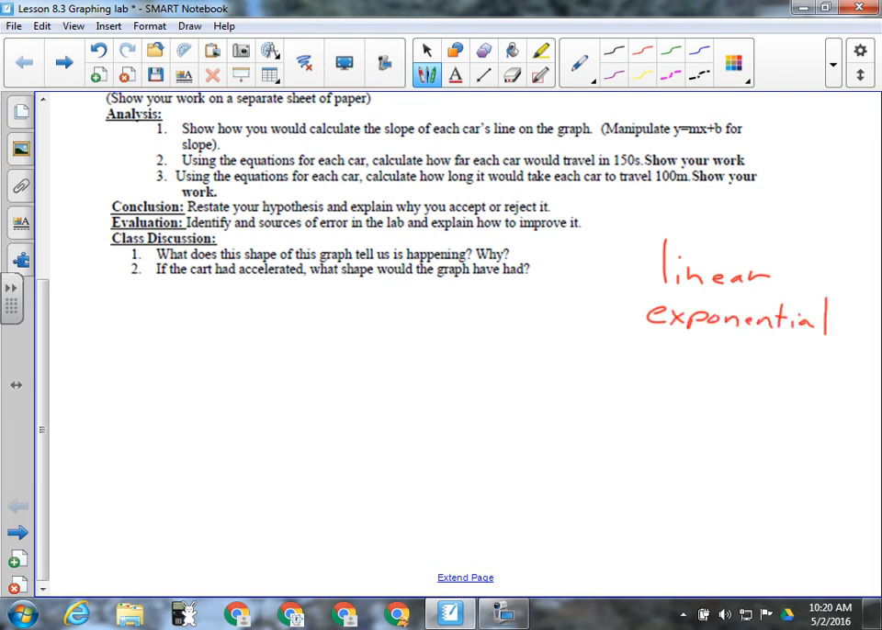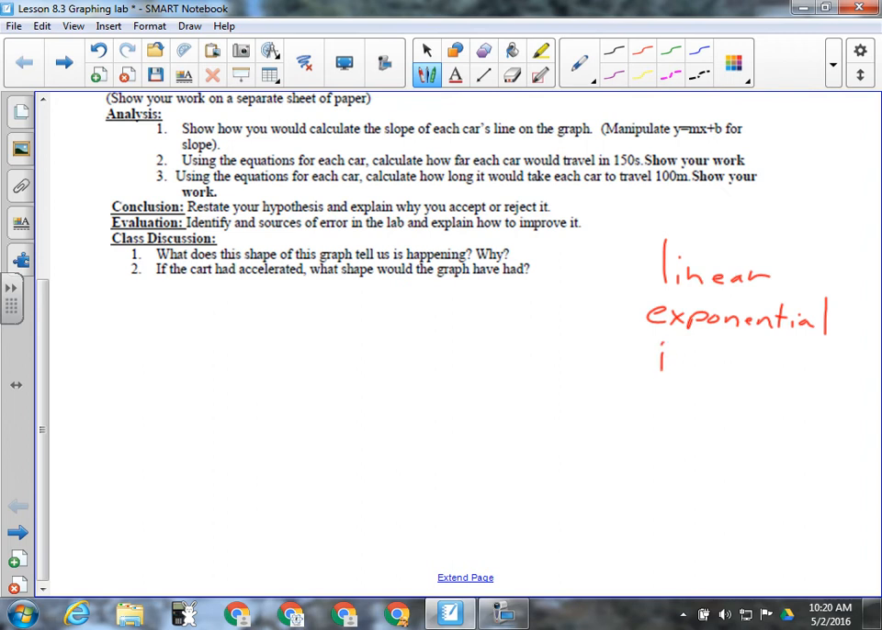Okay, an exponential relationship is a big curve. That means that as time increases, whatever's on the y-axis would go up exponentially. So if I doubled my x-axis, my y-axis would go up by a factor of 4. If I tripled my x-axis, the y-axis would go up by a factor of 9. Okay, it's exponential. It's squared or cubed or whatever it happens to be.